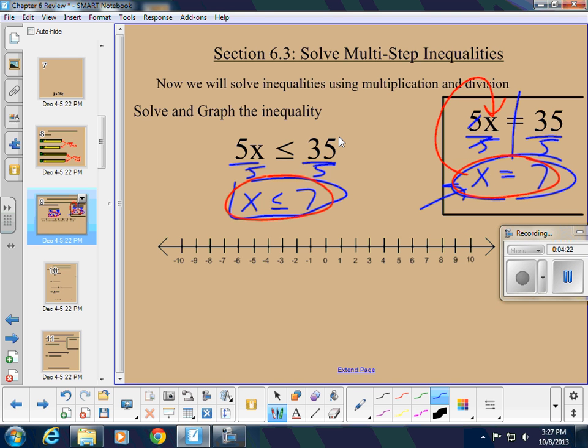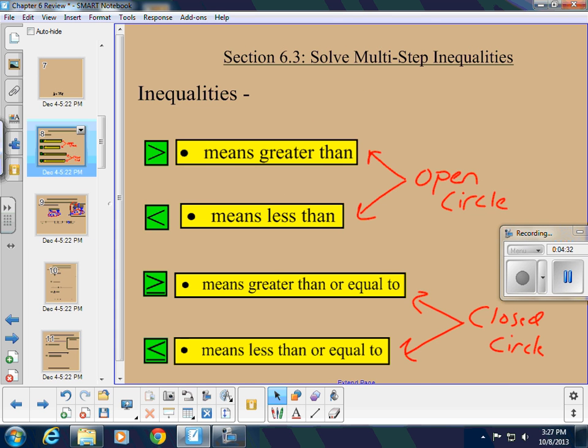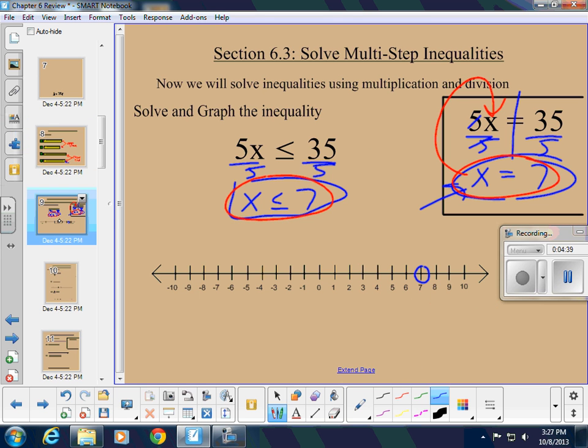What does a graph of this look like? Well, 7 is our key number, so we're going to go there and have a circle around 7. And like I mentioned in that previous slide, if we have less than or equal to, then we're going to have a closed circle. We're going to fill in that circle.